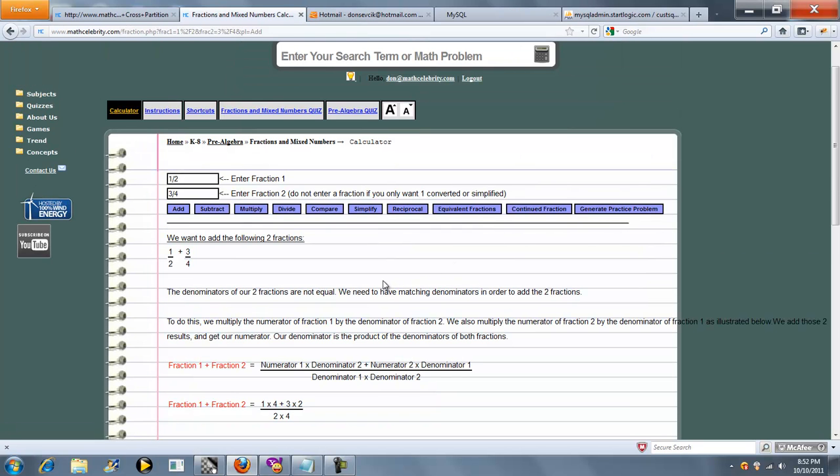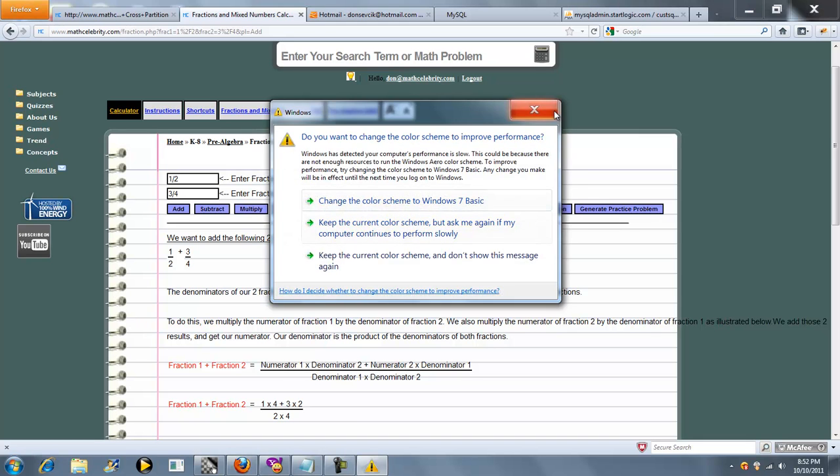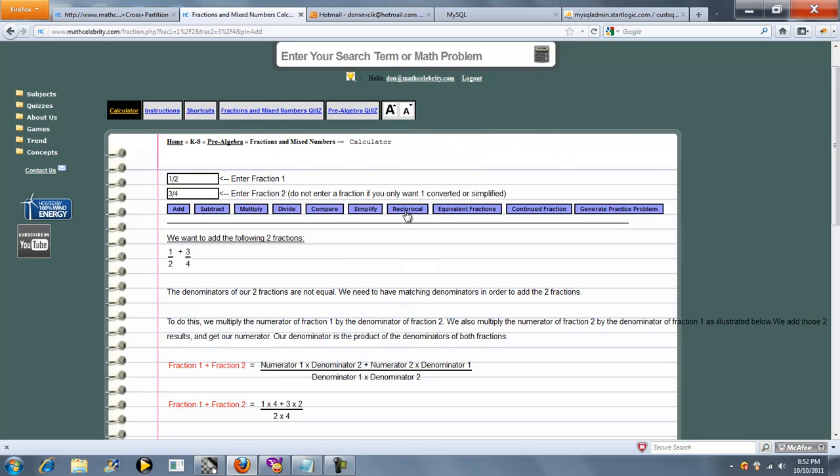There are some other features on the fraction lesson. We can compare fractions. We can simplify fractions. We can take the reciprocal of a fraction. We can find equivalent fractions, continued fractions, or generate a practice problem.